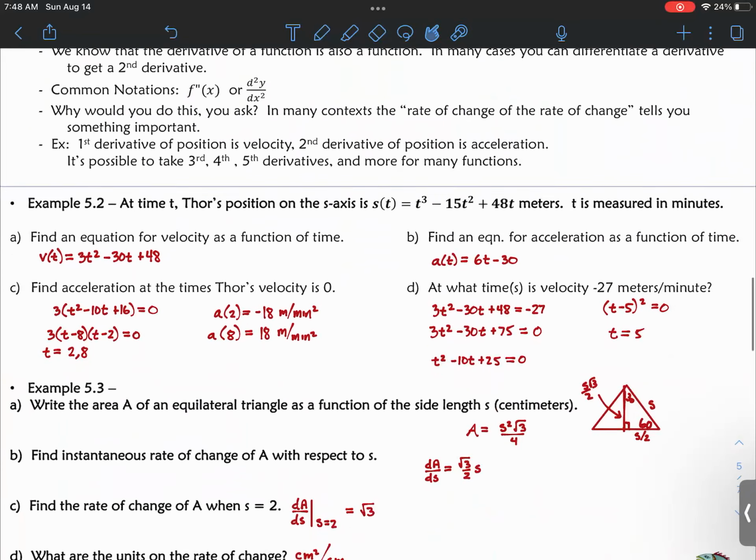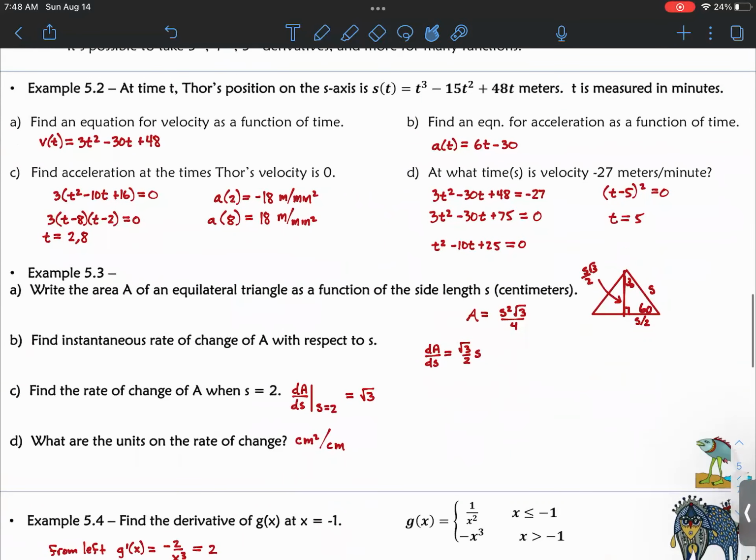All right, example 5.2. And really from here down to the end, just again, a few more examples where we're using first, maybe second derivatives, things like that. So we start with an equation for position of Thor on a certain axis. We're asked to find an equation for velocity. So I'm just applying my power rule shortcuts to each of the terms of this original polynomial.